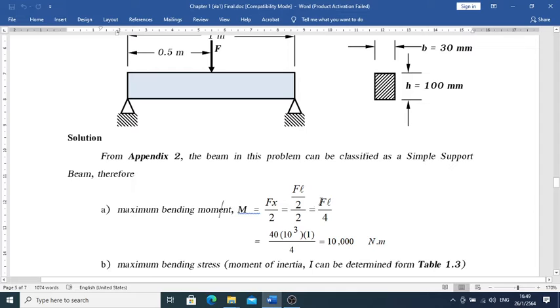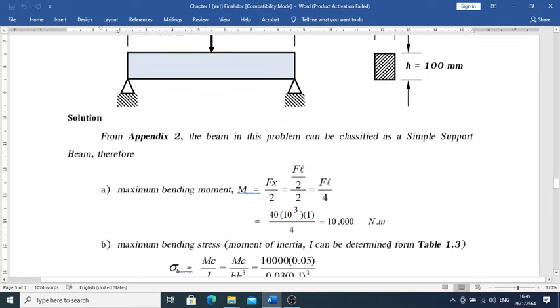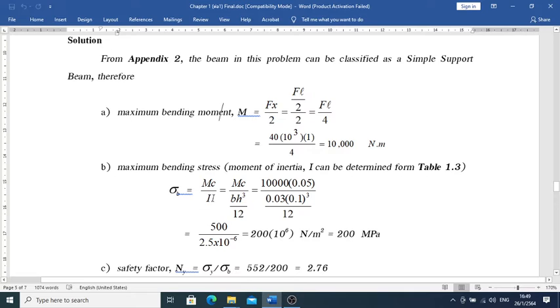So therefore, I find the maximum moment is equal to F times L over 2. So I find the result is going to be 10 Newton meter. Okay, and then the maximum bending stress. I find the I from table 1.3 is equal to B times H cubed over 12.